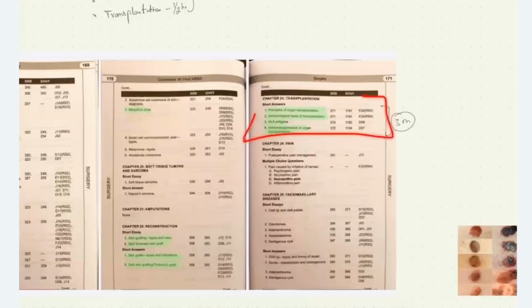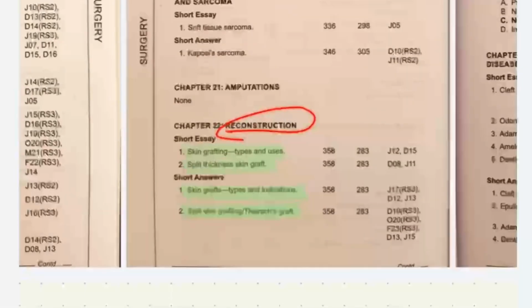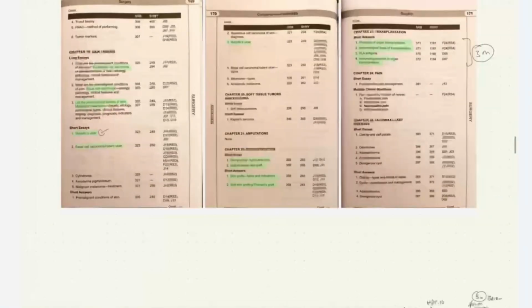I will not be going through the transplantation part because it's a 3-mark question. So first we will be seeing the reconstruction chapter. In that, two short essays have been asked: skin grafting types and uses, and split thickness skin graft. And the 3-mark questions are skin graft and split thickness skin grafting. I'll be going through skin grafting now.